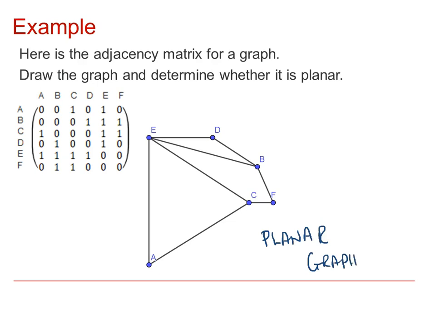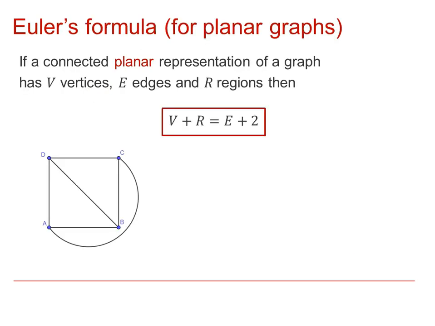Now if we have a planar graph which is connected, as these are, then Euler came up with a formula which said that V plus R is equal to E plus 2, where V is the vertices, R is the regions, and E is the edges. Sometimes you'll see this written as V plus F minus E is equal to 2, where V is the vertices, F is the faces, and E is edges.